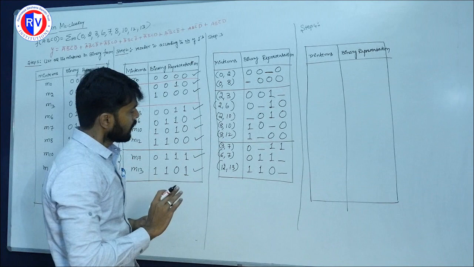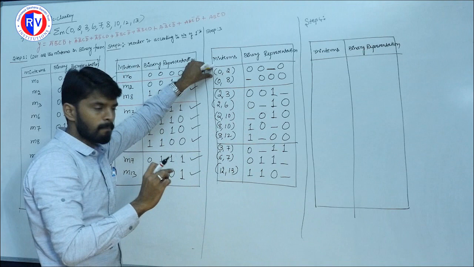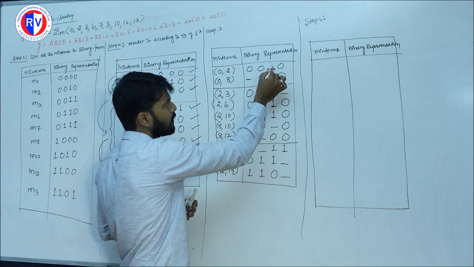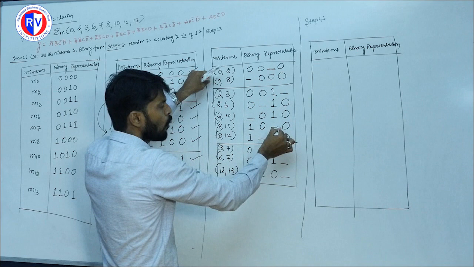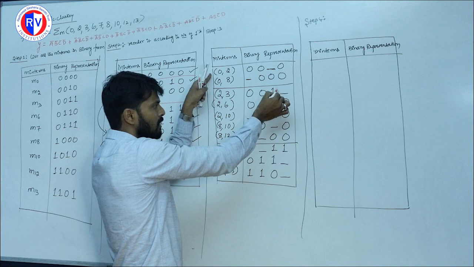First I will take this term and compare it with all these terms. Is it required to compare each and every term? No. Wherever the dash is there, the corresponding dash position in the next segment, only that term comparison is more than enough. No need to compare each and everything. If the same dash position is available in the next segment, we need to see that. In this case, it is there.